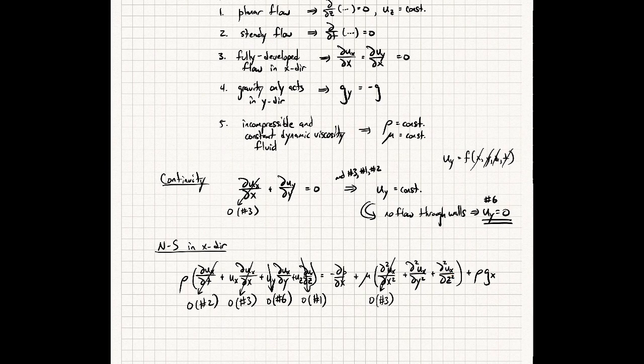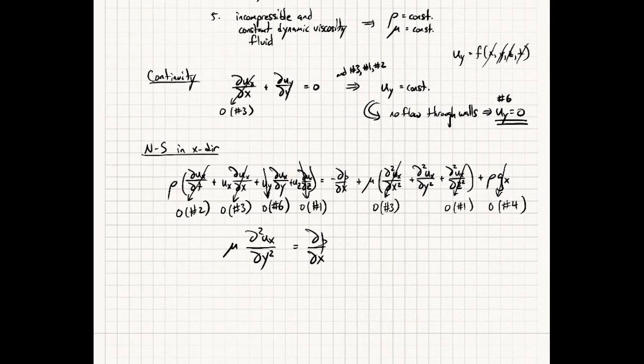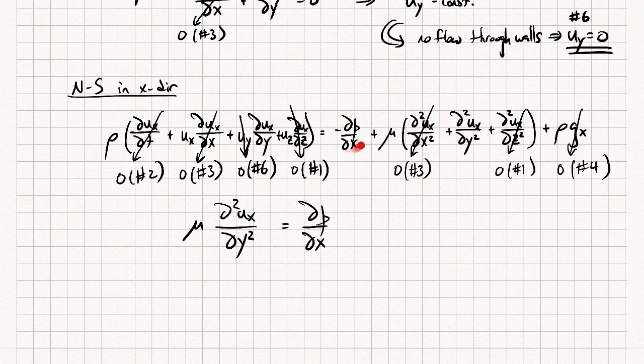But the next one, that one's 0 because it's planar, so that's number 1. And then the last one is 0 because of number 4. Gravity's only acting in the y direction. So with that in mind, what we end up having is the following. d squared ux dy squared is equal to dp dx, and then there's a mu in front of this as well, the dynamic viscosity. Okay, so here's our dp dx, I just moved it to the other side of the equation. Here's our d squared ux dy squared times the mu right there.